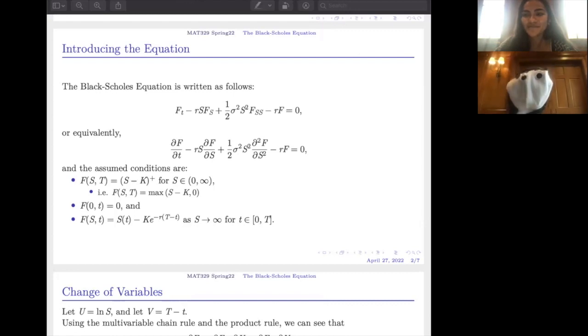So to kick things off, would you mind telling us a little bit about what these initial conditions mean for the Black-Scholes equation? Sure can do. So the first one is saying that the call option will be worth at most S minus K, where S is the stock price and K is the strike price, if we exercise our call option, or it'll be 0 if we do not use the call option. The next assumed condition is if the stock price equals 0, our call option is worthless.